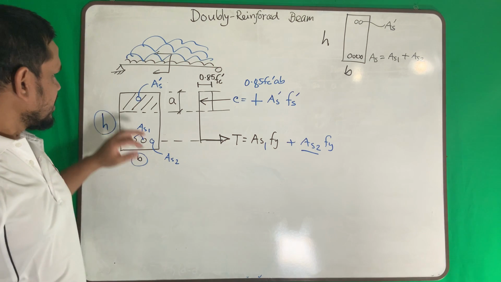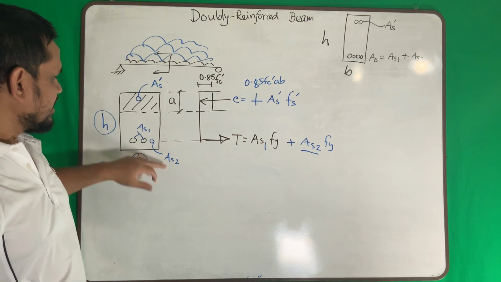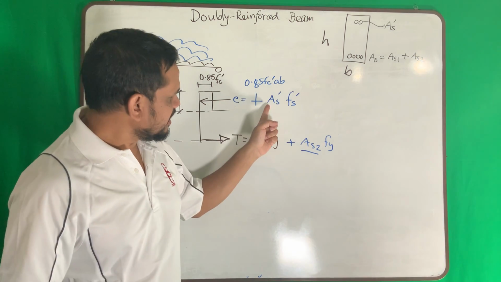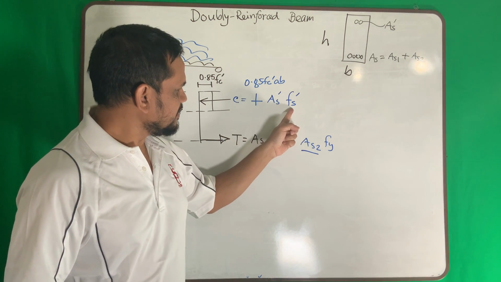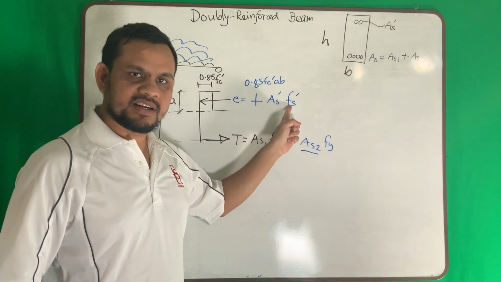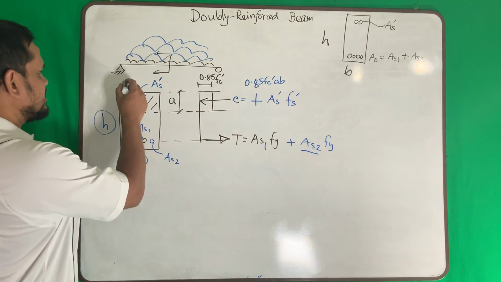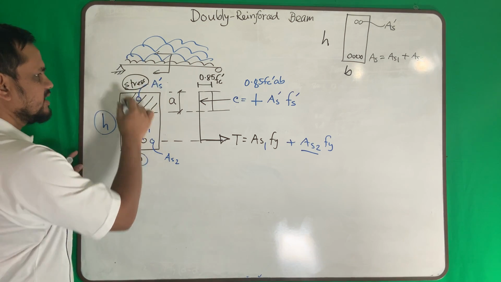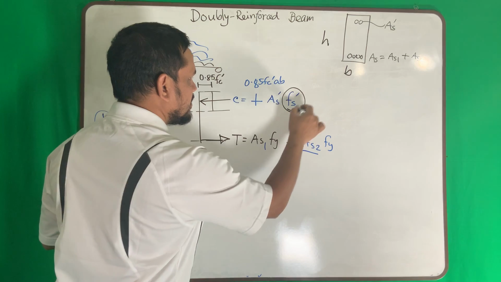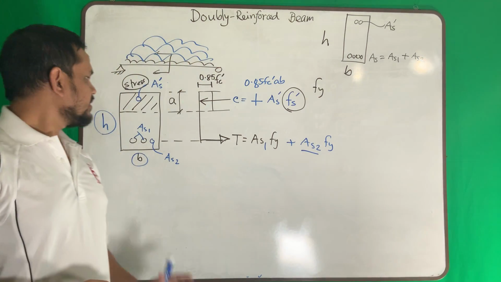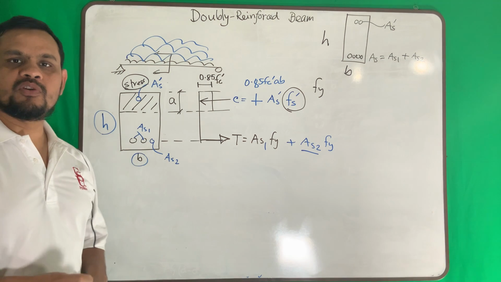Now again the discussion is about whether AS prime and AS2 are equal or not. It is not necessarily so. They may be equal when you see here AS prime FS prime equals AS2 FY. If this stress, this FS means stress here, becomes Fy, then these two will be equal. Then their amount will be equal.